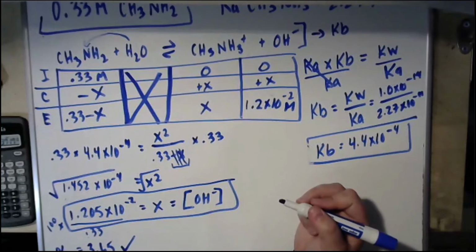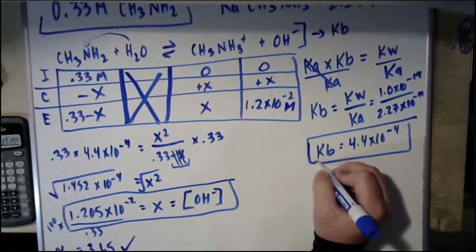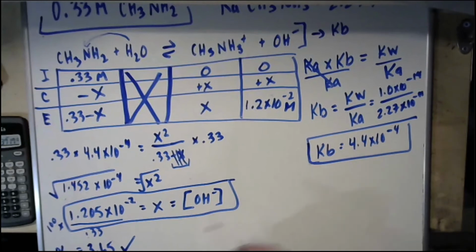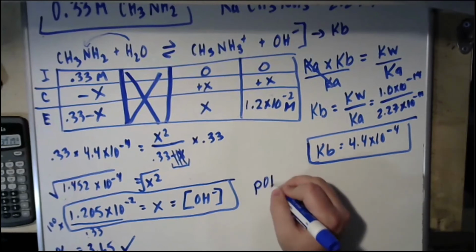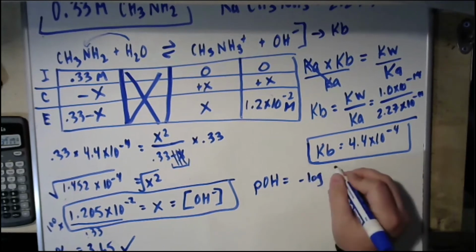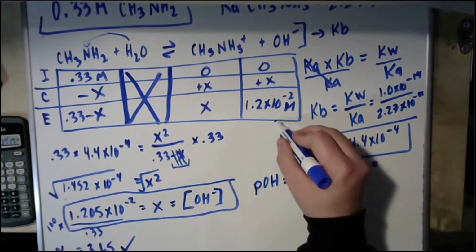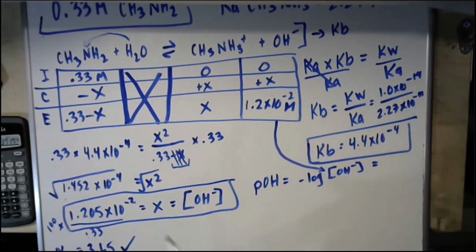Next, I am going to find the pH. All right, so I'm going to find the pH again through the pOH. So to find the pOH, I'm going to take the negative log of my hydroxide ion concentration, which is this number.